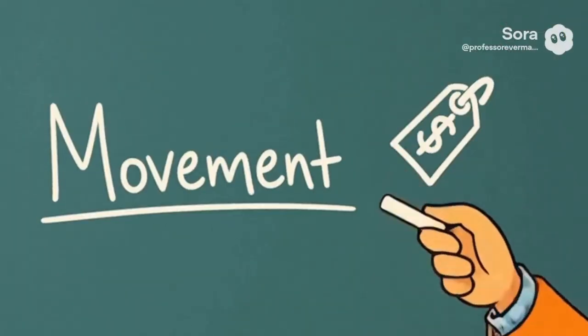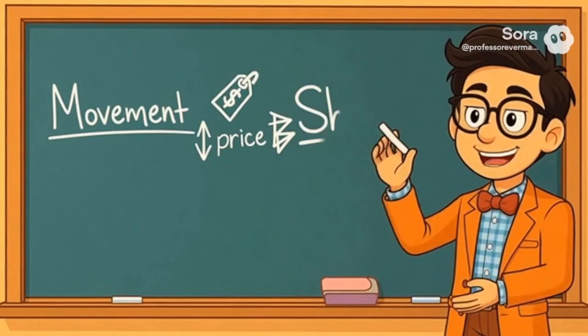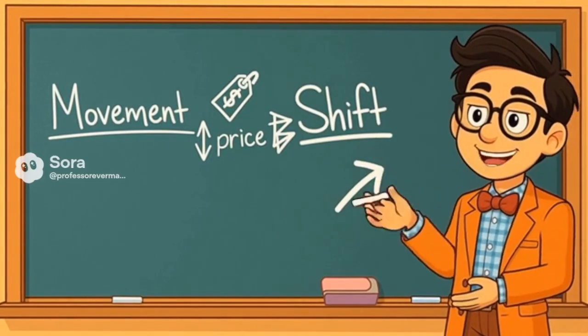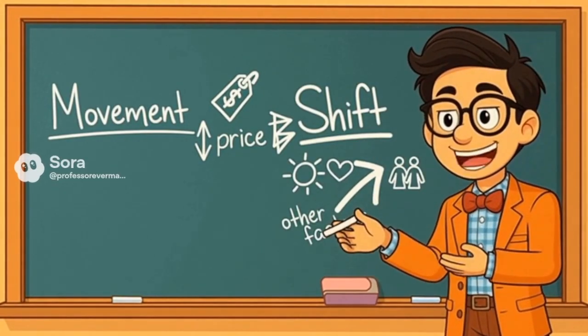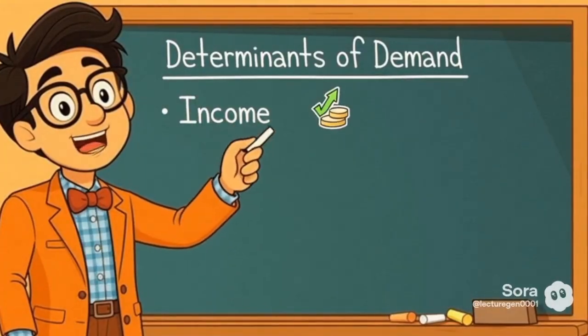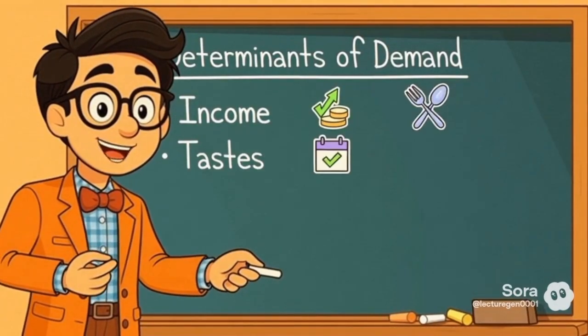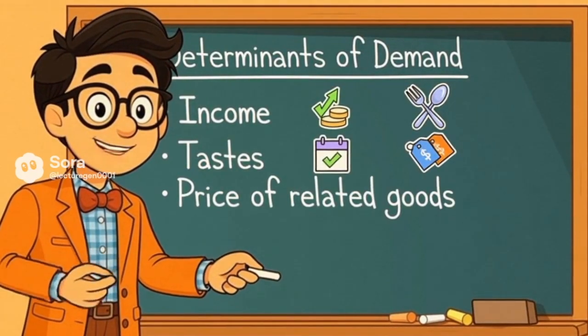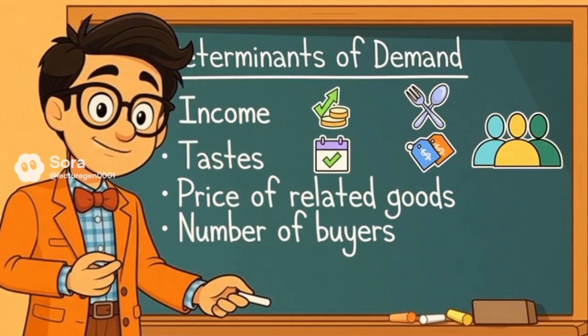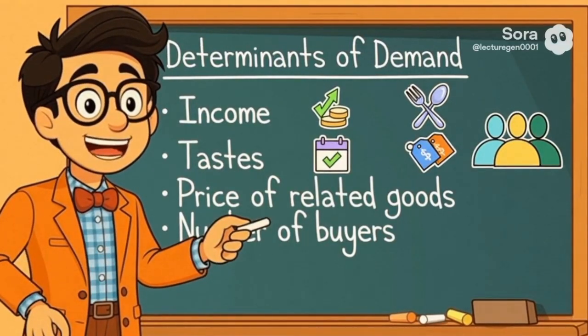Shifts in demand are different from movements along the demand curve. A movement happens when price changes, but a shift happens when something other than price changes. Look at the main factors that shift demand. Economists call them determinants of demand. These include income, tastes, expectations, the price of related goods, and the number of buyers.